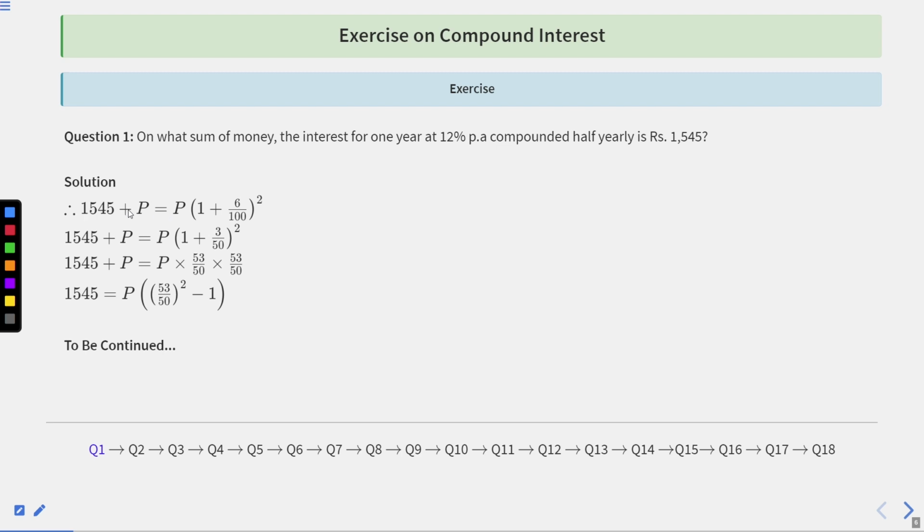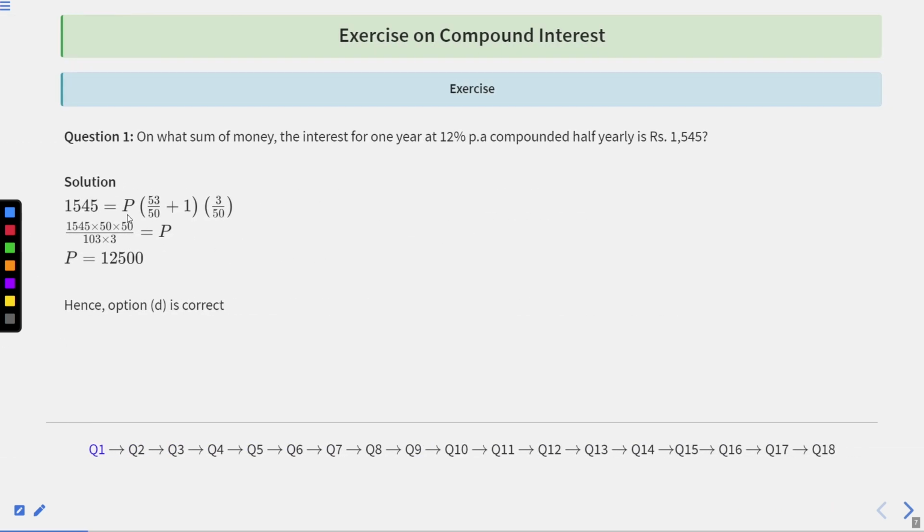So therefore, we will have 1545 plus P equal to P times (1 plus 6 upon 100) whole square. So it will be 1545 plus P equal to P times (1 plus 3 upon 50) whole square. When you simplify this, you will have 1545 equal to P times ((53 upon 50) whole square minus 1). So 1545 is equal to P times (53 upon 50 plus 1) into 3 upon 50. So P will be equal to 12,500. So the correct option here is option D.